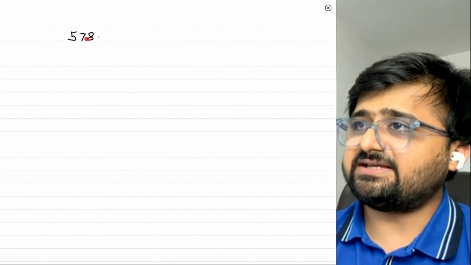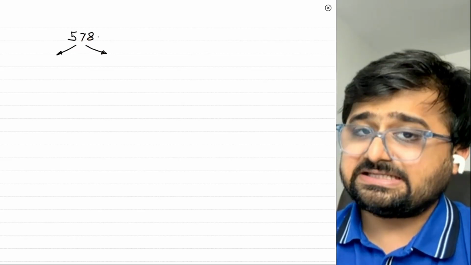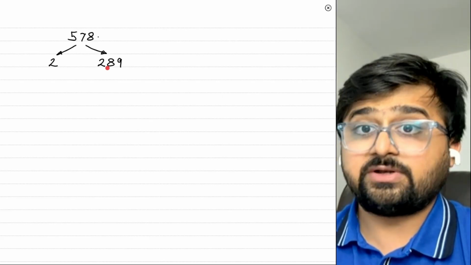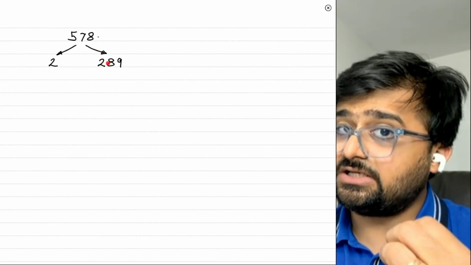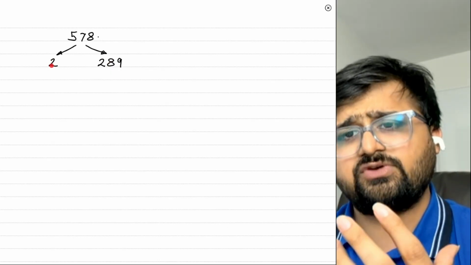So that number 578, you can split it initially into two parts. We can see that 578 is nothing but 2 times 289. Okay, that's the one part. But 289 is still not prime, but 2 is a prime number, so we can stop with 2 right here.